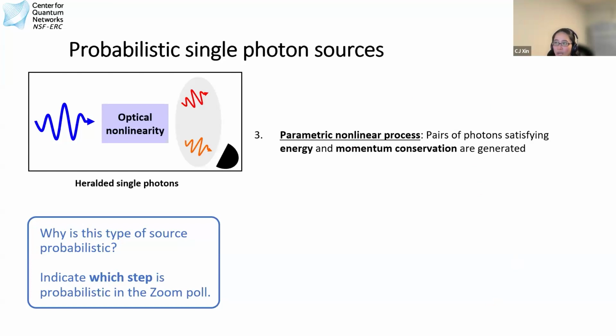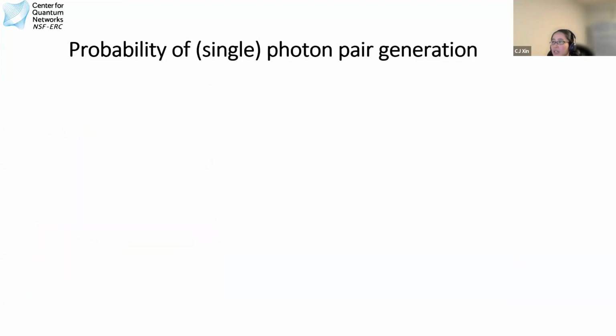So let's take a look at why I keep insisting that it is fundamentally probabilistic. I'll take a pedagogical approach, but there's a lot of gory detail. Let's look at the probability of photon pair generation, and specifically the probability of a single photon pair generation, by which I mean you generate a pair and there's one photon in one mode and one photon in the other mode. So let's make a lot of simplifying assumptions because the actual formalism gets pretty gnarly really quickly.